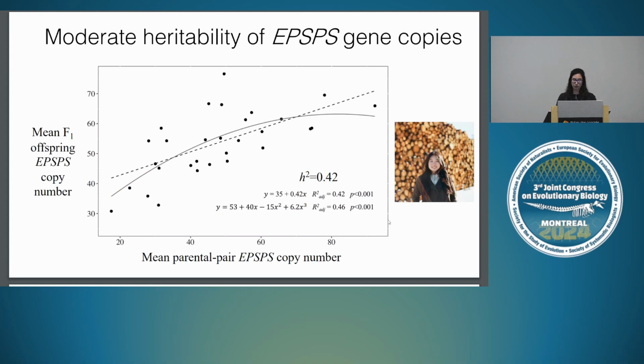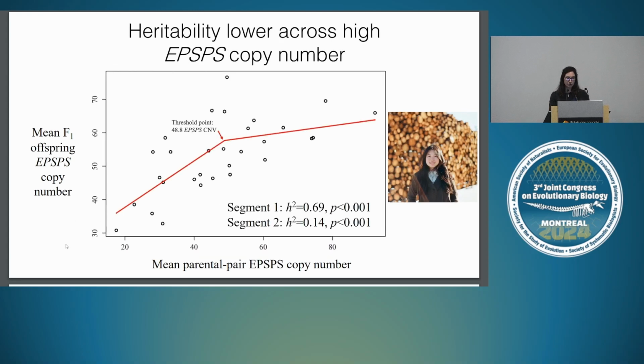Ultimately, Lisa detected a moderate estimate of heritability using a linear model, but Lisa also noticed some nonlinear components to the data and found a significant quadratic relation in the data as well. We went on to investigate this potential nonlinearity through a threshold change point analysis and did detect a significant change point, suggesting that there's much higher heritability from low to moderate copy number, and then a much lower heritability from moderate to high parental copy number.